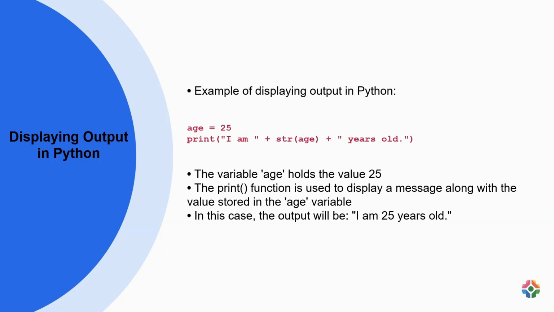In Python, the print function is used to display output. An example code snippet is shown, where a message is combined with the value stored in a variable using string concatenation. The variable age is given a value of 25, and the output will show I am 25 years old. The print function helps in showcasing results to users or debugging during program execution.